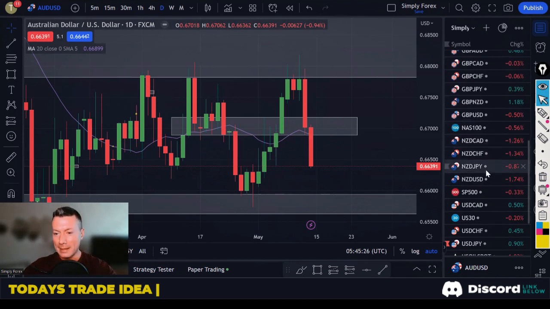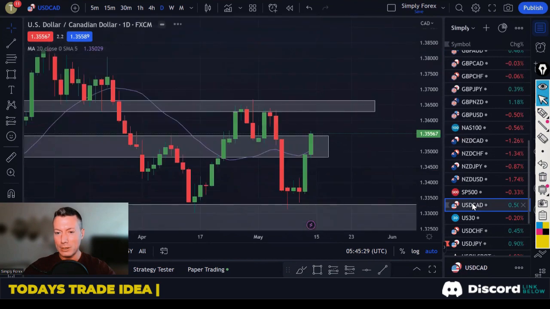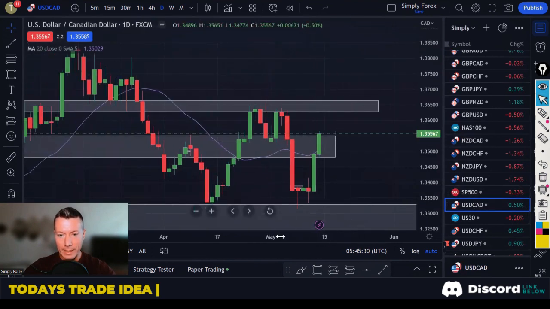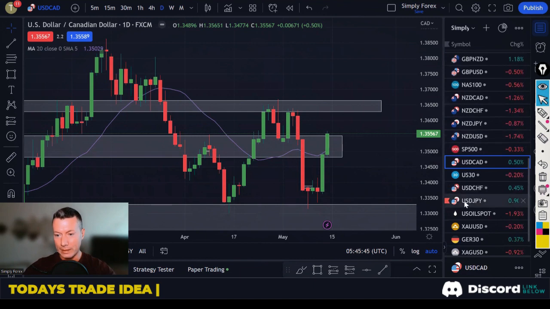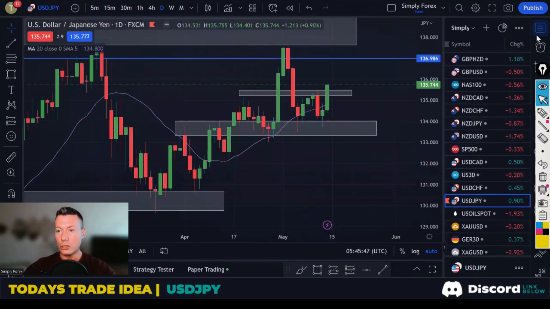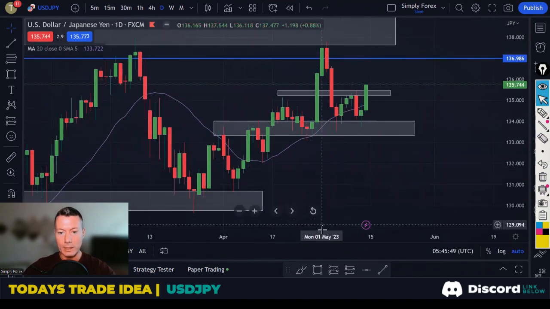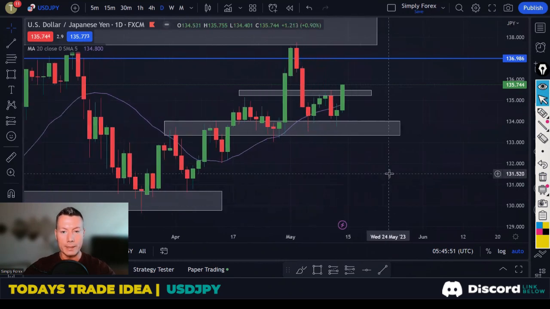US dollar, Canadian dollar, guys. Again, I don't like this one because we're still in a downtrend here. But the one I do like is US dollar against the Japanese yen, guys. So I like this one. Out of all the US dollar pairs, I prefer this one.